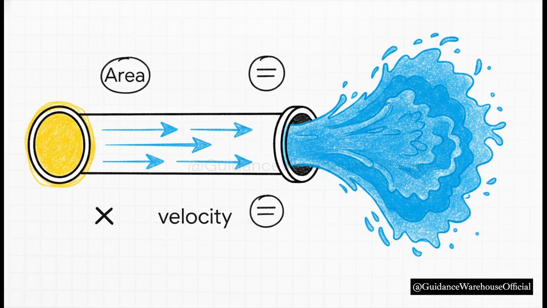Q equals A times V. Flow rate equals the cross-sectional area multiplied by the average velocity. It's incredibly logical if you think about it. It's telling us that flow rate is directly proportional to both how fast the fluid is moving and the size of the opening. Make the pipe larger, the area goes up, and the flow rate goes up.